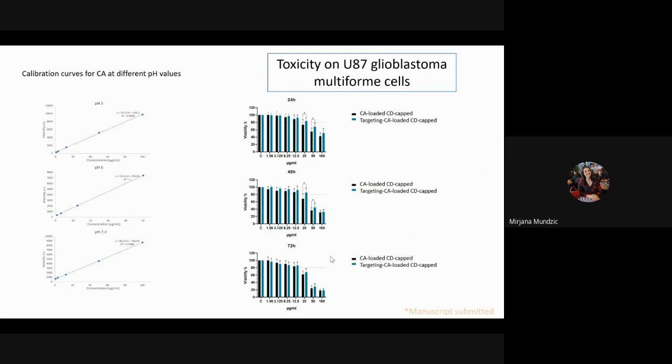Here are similar calibration curves as for the paclitaxel. Here are the calibration curves for the contrast agent at different pH values, again 5, 6, and 7.4. And my favorite part, the toxicity on U87 glioblastoma multiforme cells. What we have here is that the viability is pretty much the same for both materials: the material loaded with contrast agent and capped, and the material loaded with contrast agent, capped, and with the addition of chlorotoxin, I mean the addition of the targeting agents.